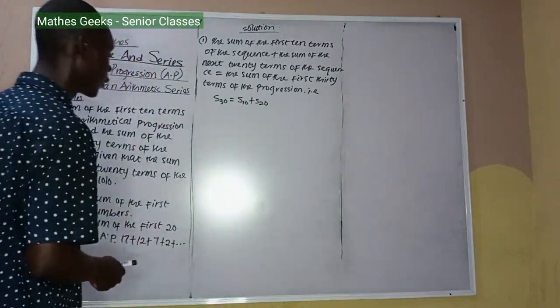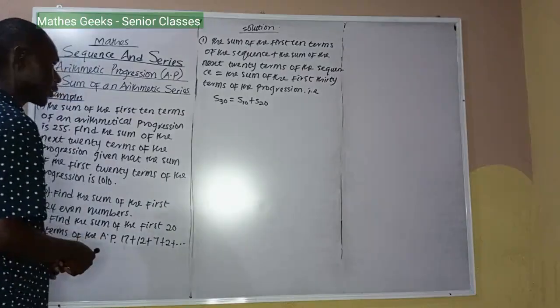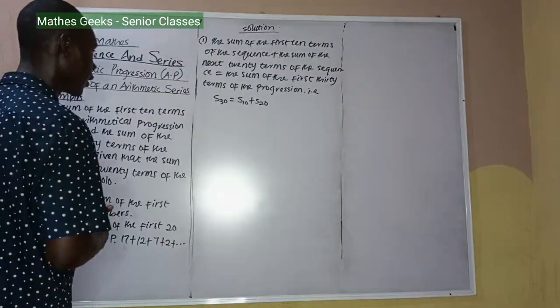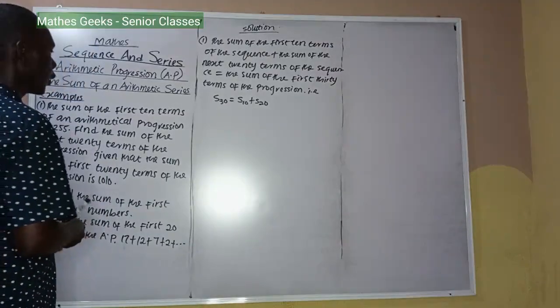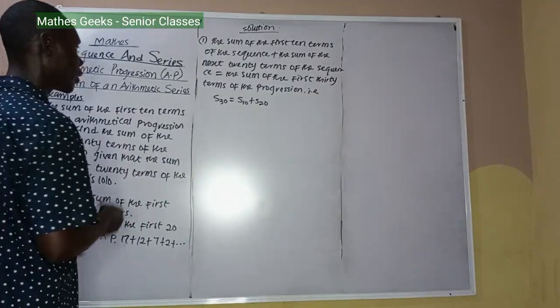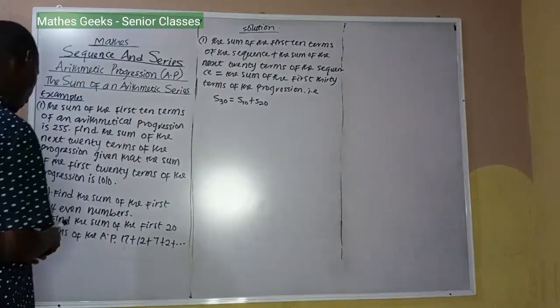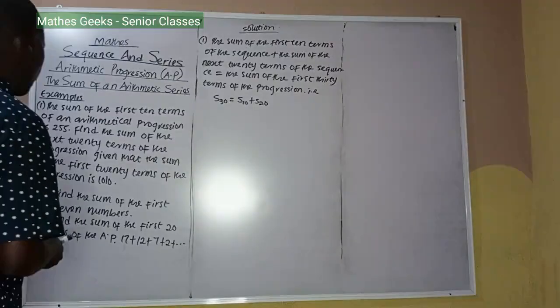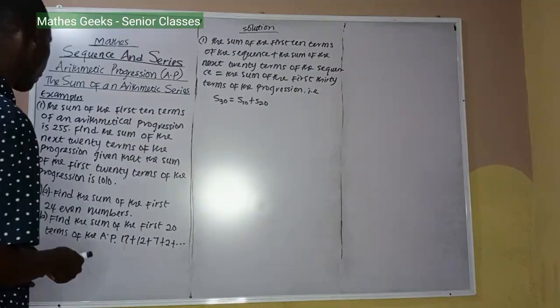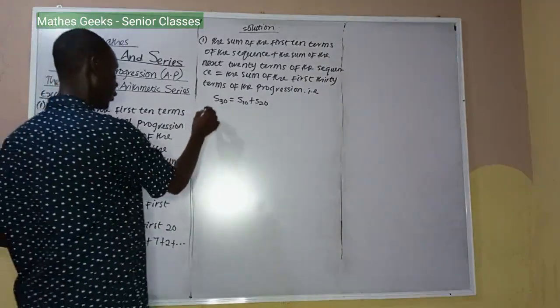So this is what we're going to do. S30, the sum of the first 30 terms of the progression, is equal to the sum of the first 10 terms plus the sum of the next 20 terms. So let's start. The sum of the first 10 terms of an arithmetical progression is 255.